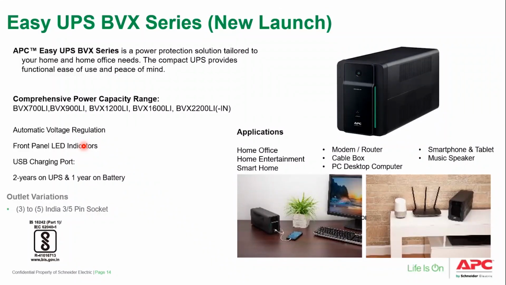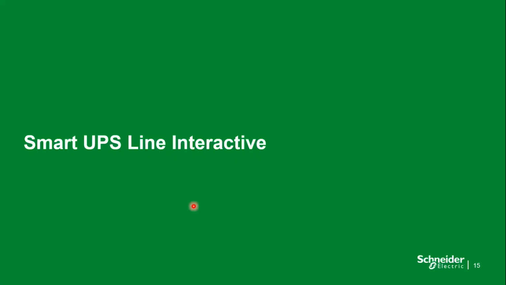So this is the last, the BVX series. We have five models in it: 700, 900, 1200, 1600, and 2.2 kVA. The two models, 1.2 and 1.6 kVA, are not for channel business. Otherwise, all three models, 700, 900, and 2.2 kVA, are for channel business. They have the same backup offline and line topology, for the basic requirements of home, office, and entertainment applications: modem, router, PC, desktop, smartphone, music speakers, etc.